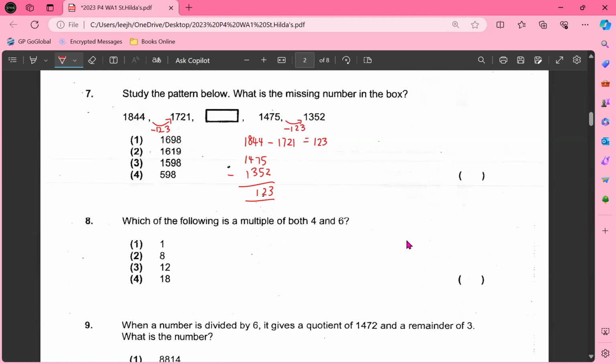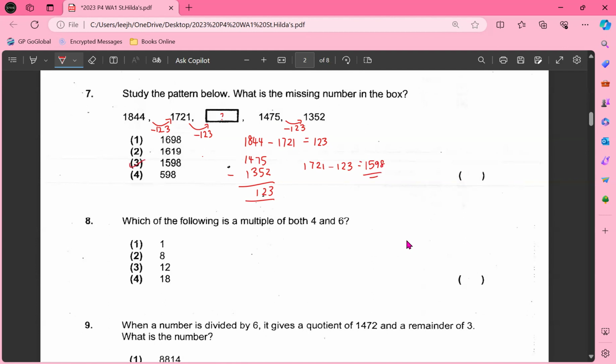So from 1721, you have to subtract 123 to get this unknown number. So 1721 minus 123, you will get 1598.